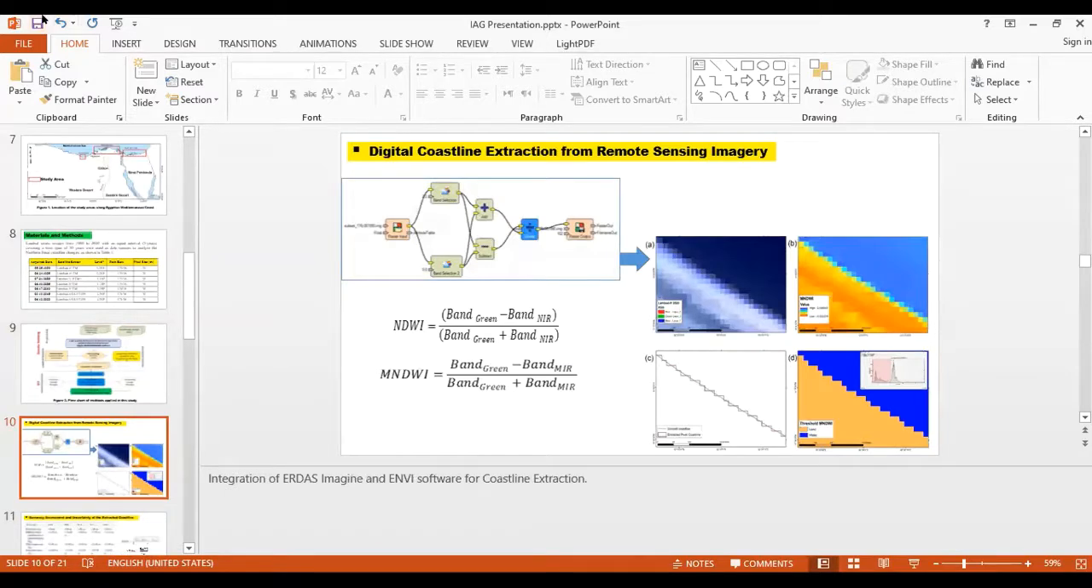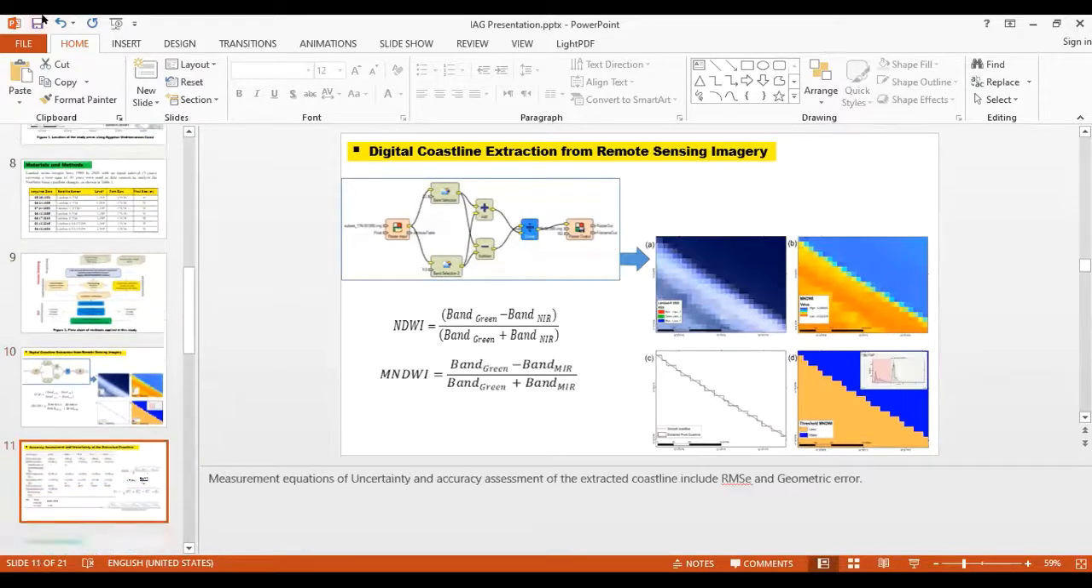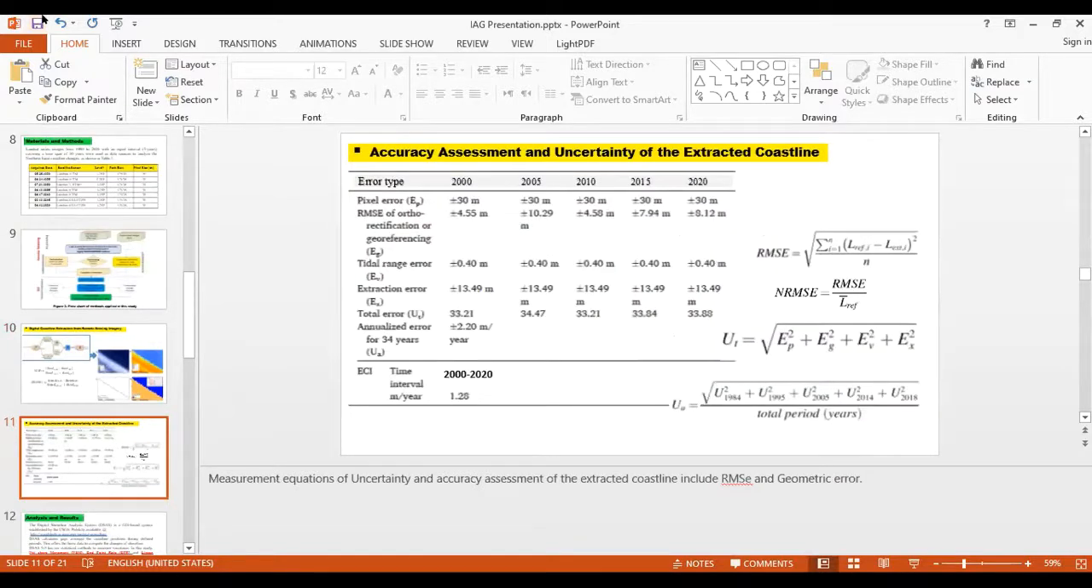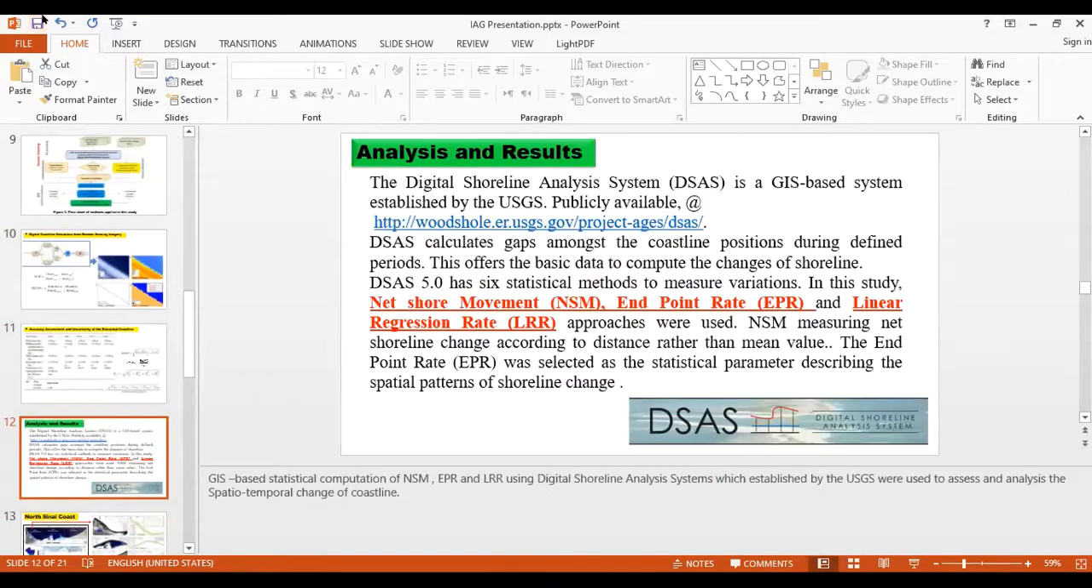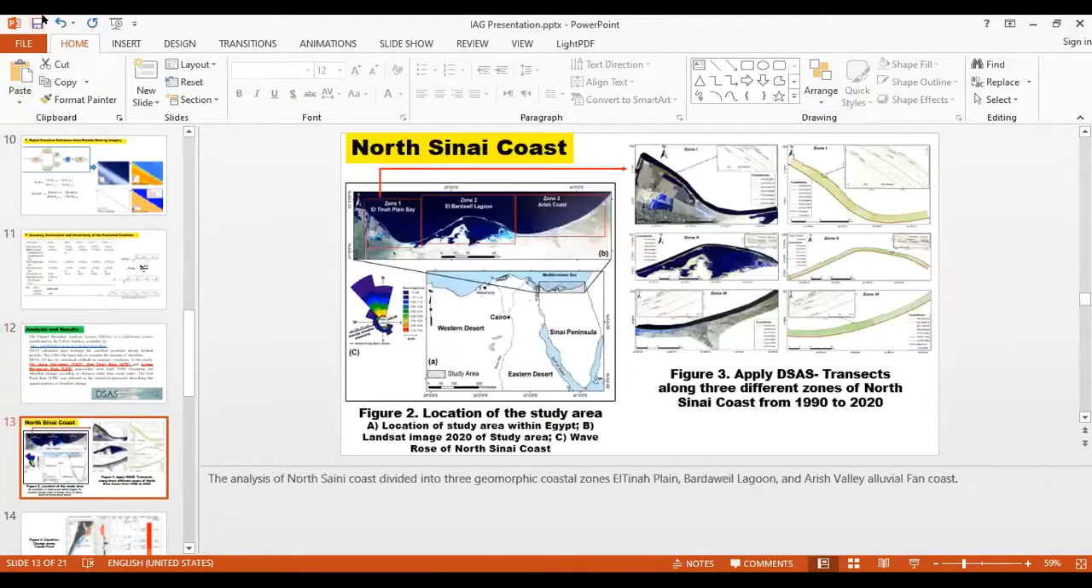These techniques were done using the integration of ERDAS Imagine and ENVI software for coastline extraction. Uncertainty and accuracy assessment of shorelines were detected and selected using RMS error and geometric error and some different uncertainty error techniques and equations, as you see in this slide. Analyses and results were done using the Digital Shoreline Analysis System, produced by the USGS, to assess spatiotemporal change of the coastline and statistical computation of net shoreline movement, end point rate, and linear regression rate, using GIS technique.